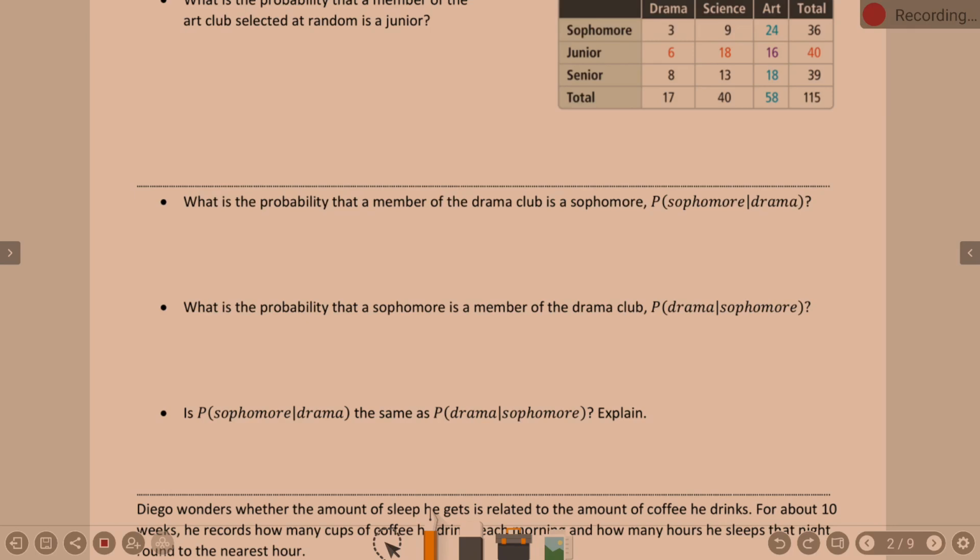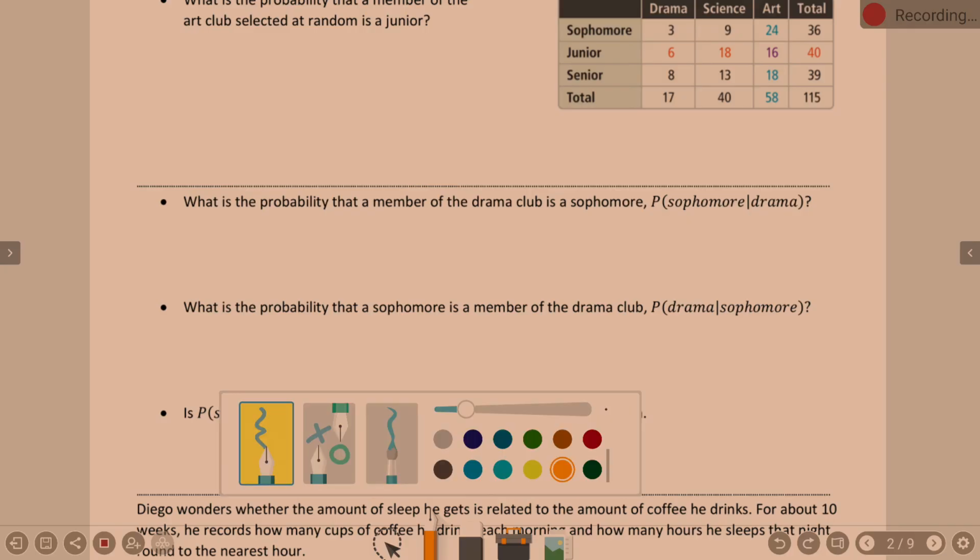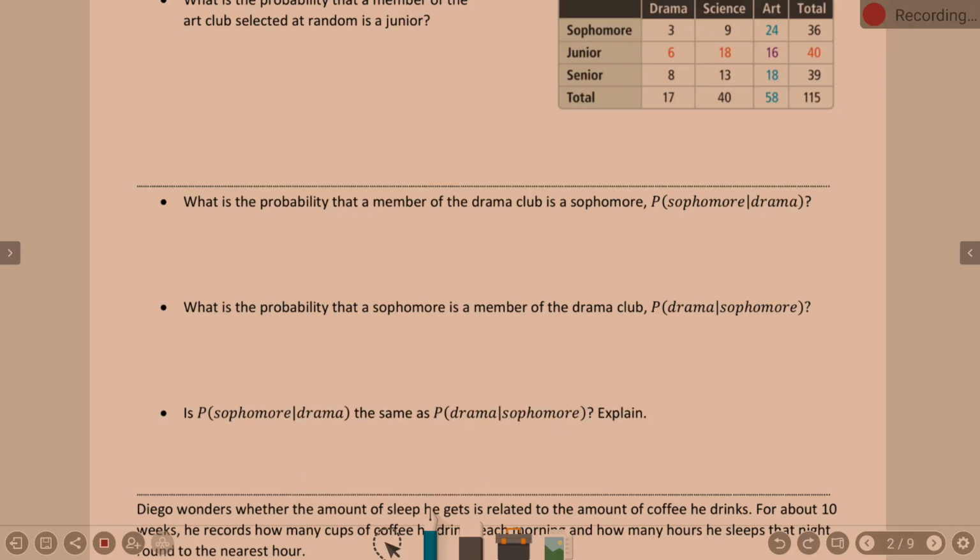Figure this out. What is the probability that a member of the drama club is a sophomore? So, notice, they already have this written out for us, yes? They're asking us what's the probability that a student is a sophomore given they're a member of drama club. So the condition is given they're a member of drama club. In words first. What are we going to put on top? On top is the probability of sophomore and drama. A and B, right?